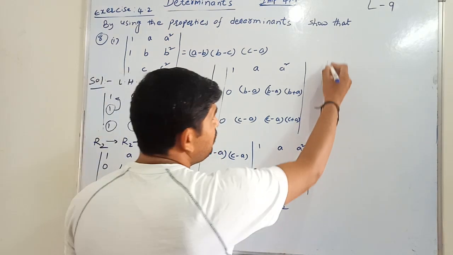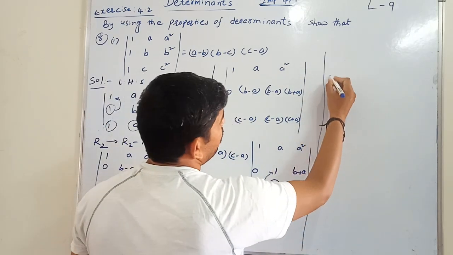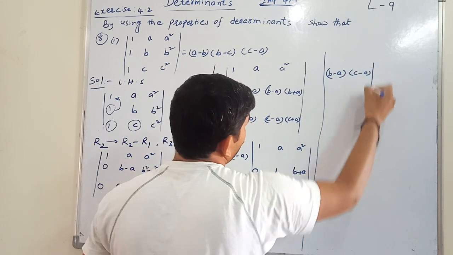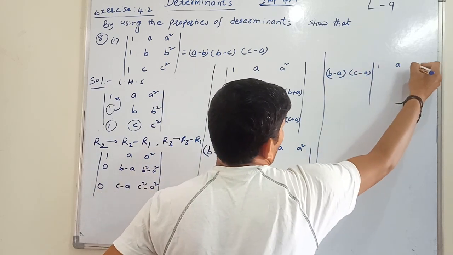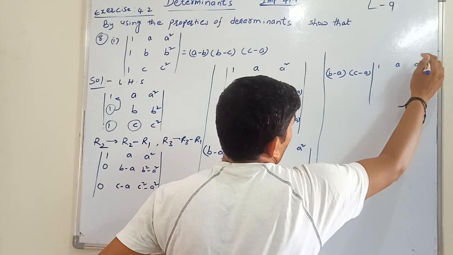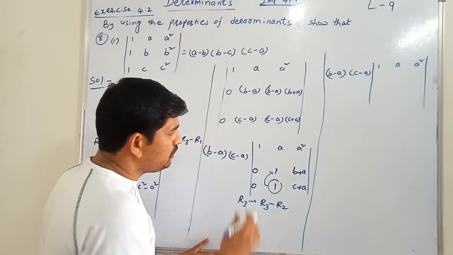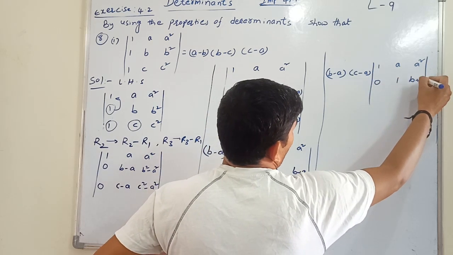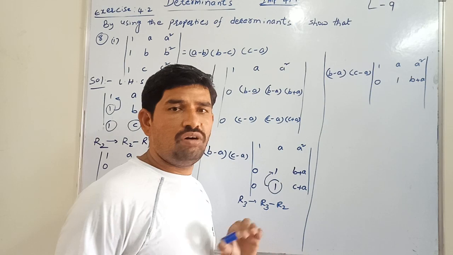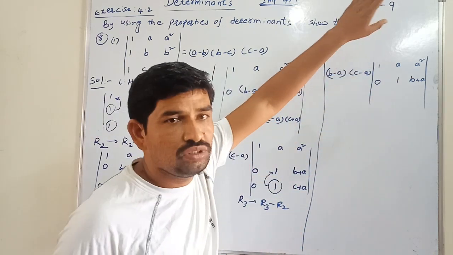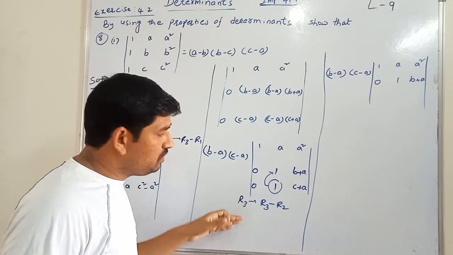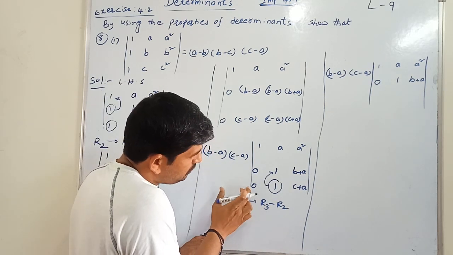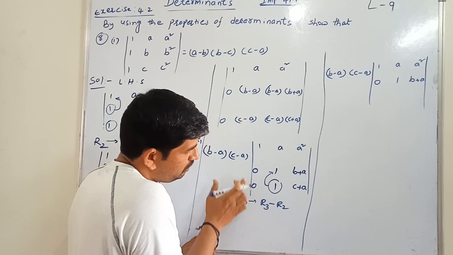Okay, so I will write here B minus A and C minus A into the determinant. The first row is 1, a square. Next, the second row is 0, 1, b plus a. For the rows we are not applying the operation to, first we have to write those rows. Now we are applying the operation for R3, so we will see R3 minus R2. We have to observe these two places. This is R2, this is R3.